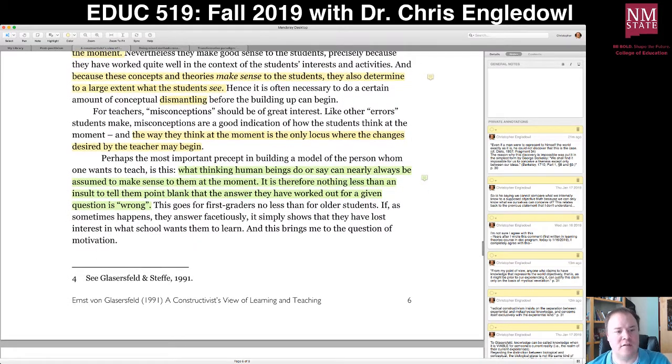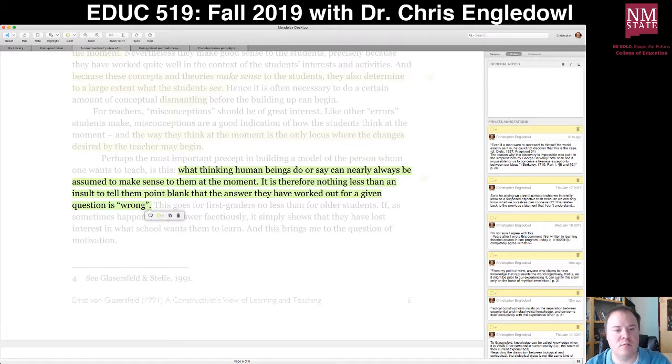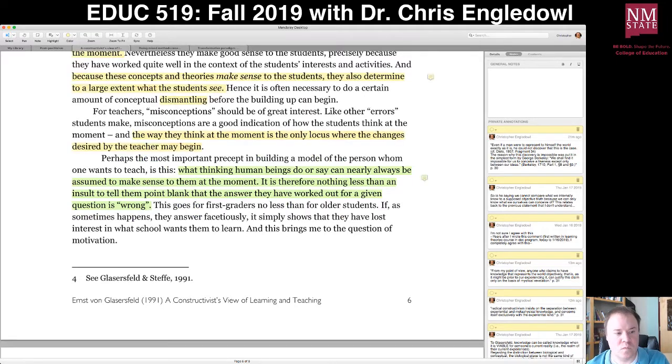And I thought that this piece I highlighted in green here at the end was particularly helpful in making sense of constructivism. "What thinking human beings do or say can nearly always be assumed to make sense to them at the moment. It is therefore nothing less than an insult to tell them point blank that the answer they have worked out for a given question is wrong." And he claims this should go for everyone. So, this goes for you where you're at right now.